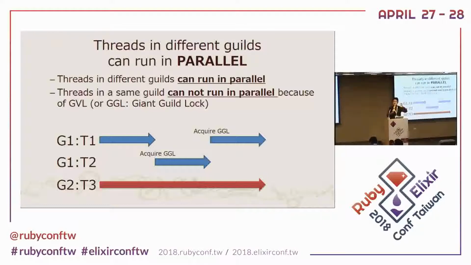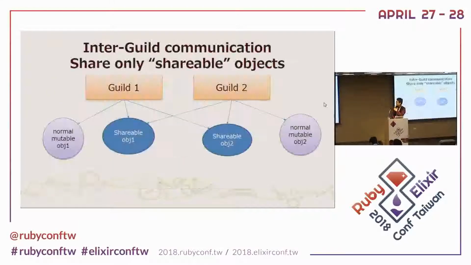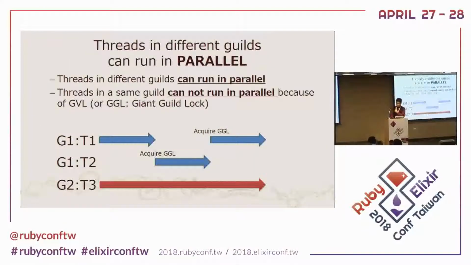We have a giant lock to prohibit thread programs from running in parallel. But with guilds, we can run T1 or T2 concurrently, but not in parallel. But T1 and T3 can run in parallel.